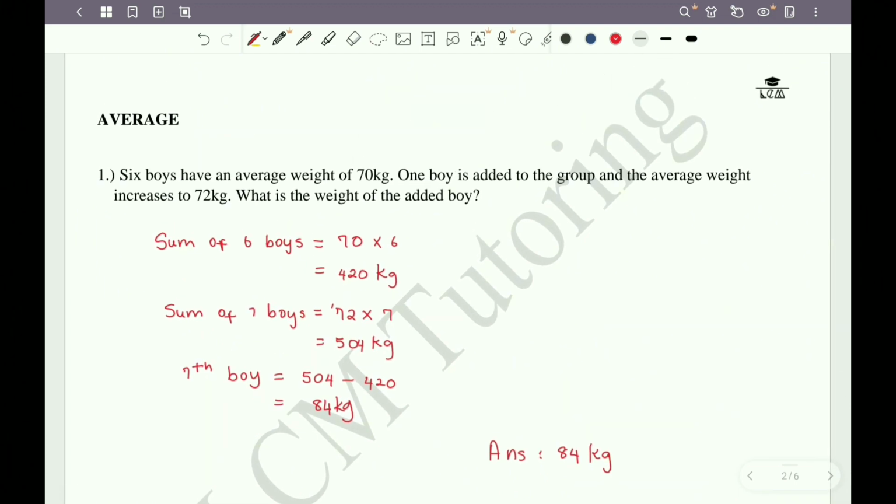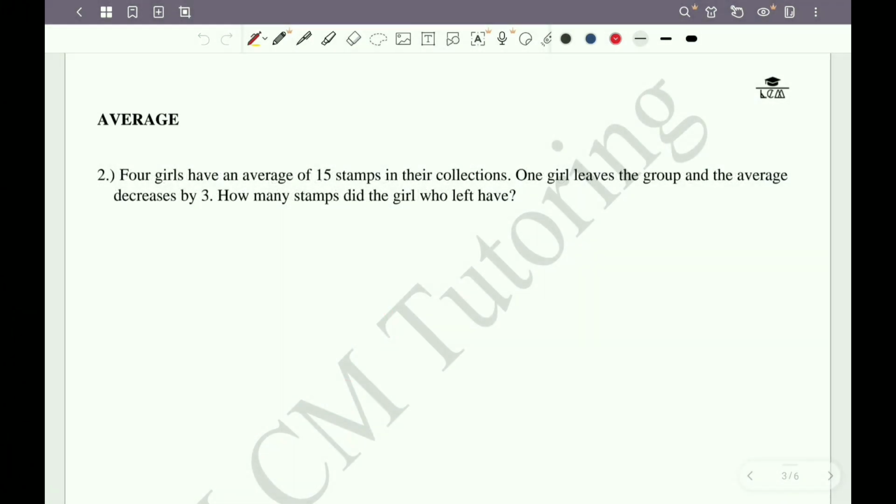So let's move on to question 2. All right, question 2 says 4 girls have an average of 15 stamps in their collection. 1 girl leaves the group and the average decreases by 3. How many stamps did the girl who left have?